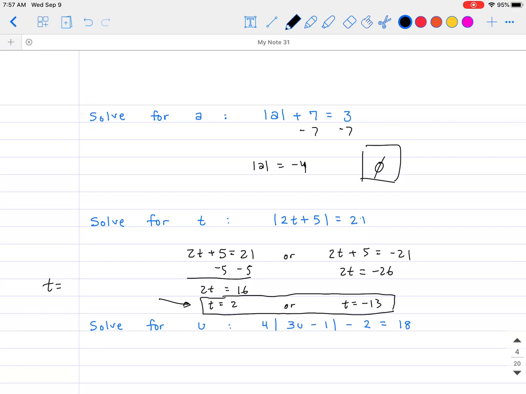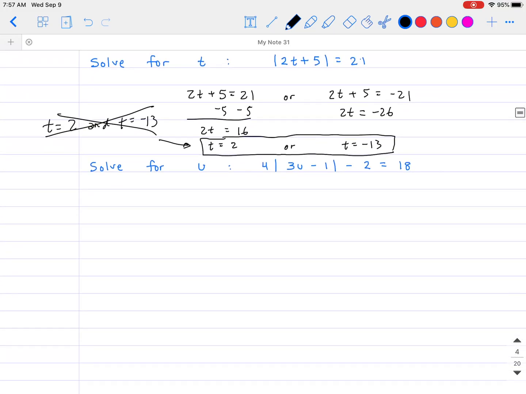And if you remember back in the logic section, not too long ago, we actually cannot write t is equal to 2 and t is equal to negative 13 because the word and means what they have in common. It's the intersection. So if you think about it as a transitive property, how can t equal negative 13 and t equal 2 at the same time? According to the transitive property, that's not possible. So that's why we use the word or in this case, to indicate that t can be one or the other.